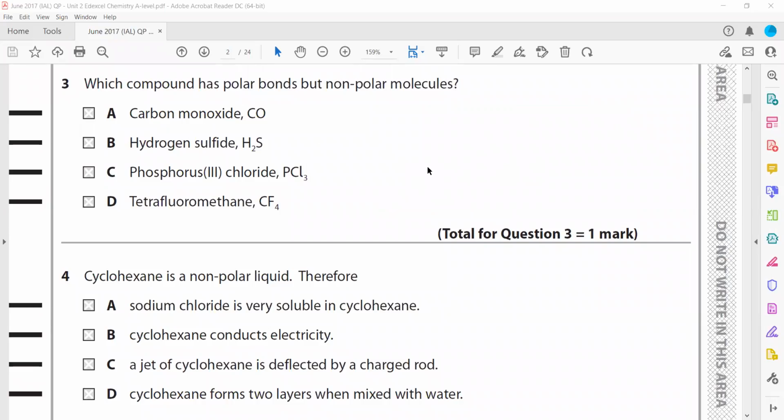Then, which compound has polar bonds but a non-polar molecule? The bonds should be polar, but the overall molecule should be non-polar. So the molecule should be symmetrical. When the molecule has symmetry, the dipoles cancel out overall. Here, in carbon monoxide CO, oxygen is more electronegative, so it is partial negative and carbon is partial positive. The bonds are polar and the molecule will also be polar.